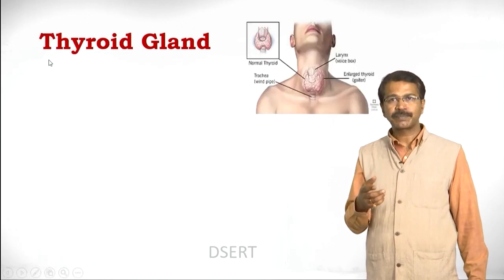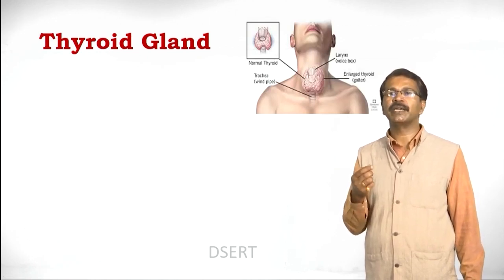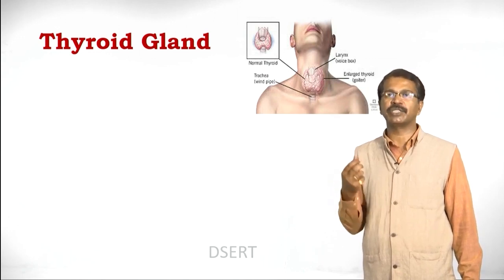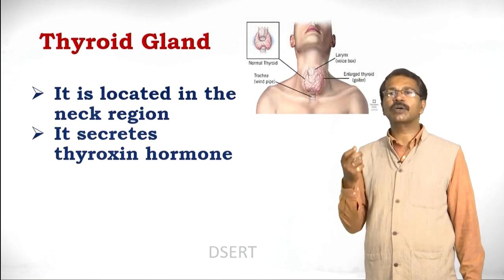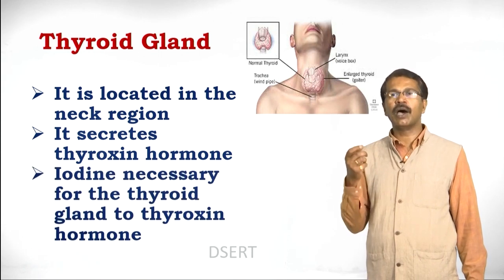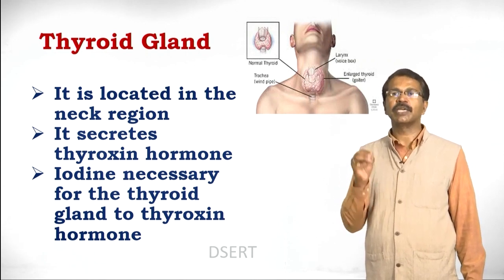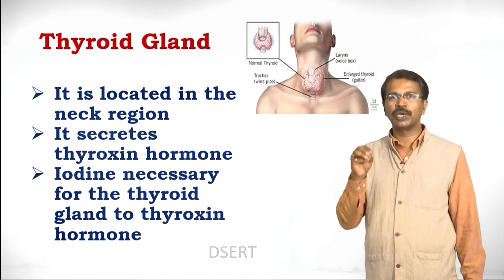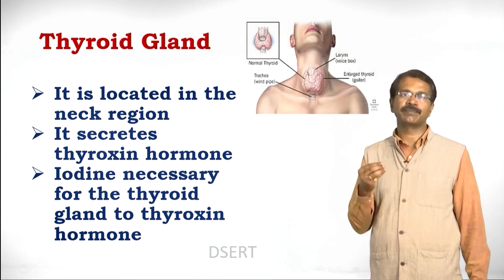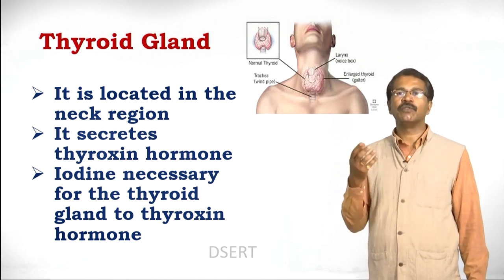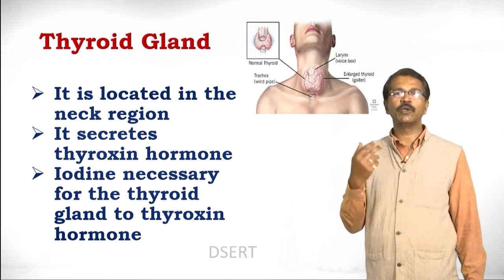Now come to the next gland, that is the thyroid gland. Look at the picture where it is located. It is located in the throat region, or the neck region. It secretes a hormone called thyroxine. For this thyroxine secretion, the thyroid gland needs iodine. That means your diet must contain iodine. How will we get iodine? Usually all the vegetables contain iodine. But sometimes if the vegetables do not contain a sufficient amount of iodine, you have to supplement your body with iodine.